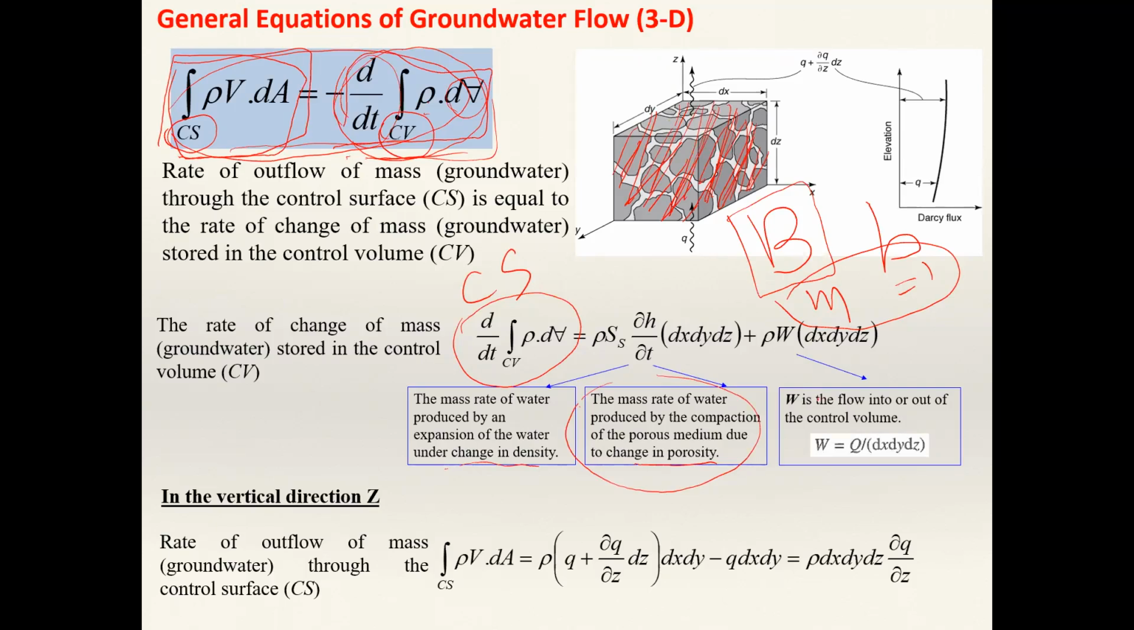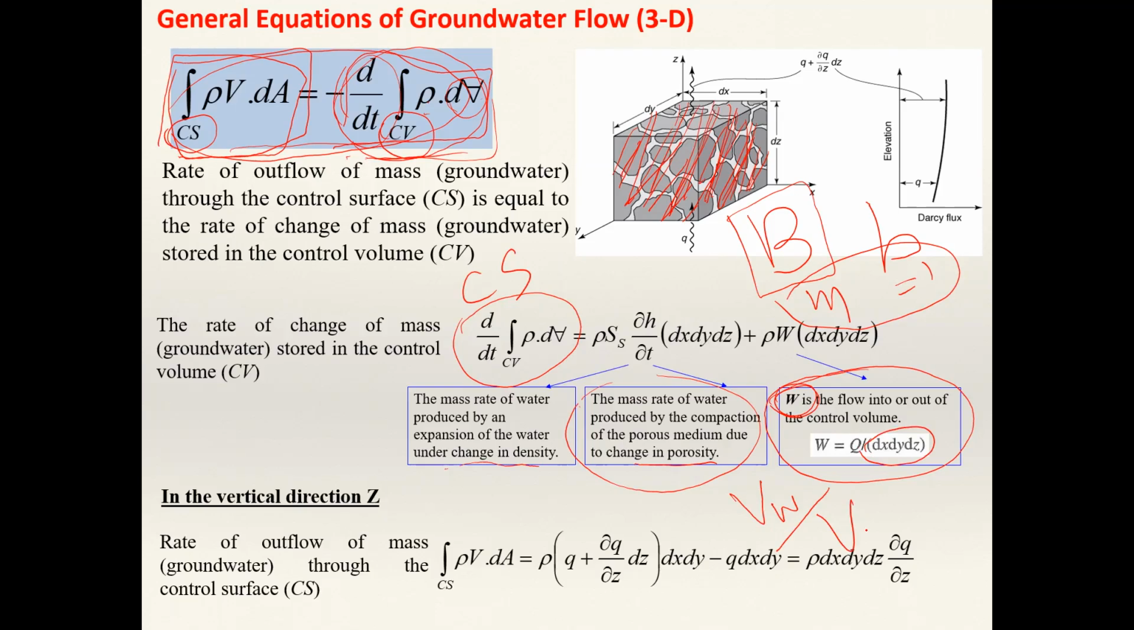That is another reason to change the mass inside this control volume, right? Then also we can have an external effect. We can pump water out, or the water can recharge the groundwater aquifer because of natural or artificial recharge, right? So this W indicates how much water volume you pump out or recharge the groundwater aquifer per unit aquifer volume. That is dx, dy, and dz. Right? So that is the W.